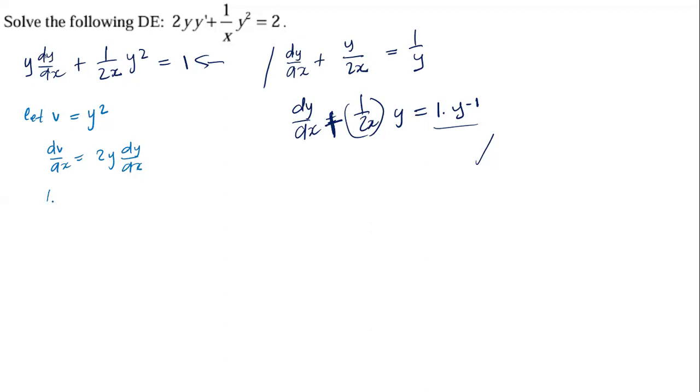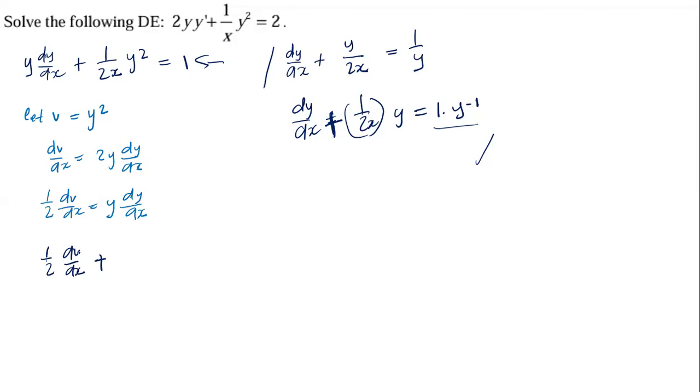So I'm going to have 1 over 2 dv over dx is equal to y dy over dx. Look, y dy over dx is the same as that one, y dy over dx. And then I'm going to substitute on that equation. On that equation, I substitute this. So now I have 1 over 2 dv over dx, plus, remember, what is y squared?